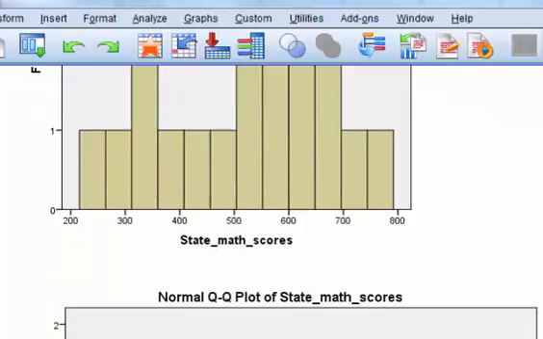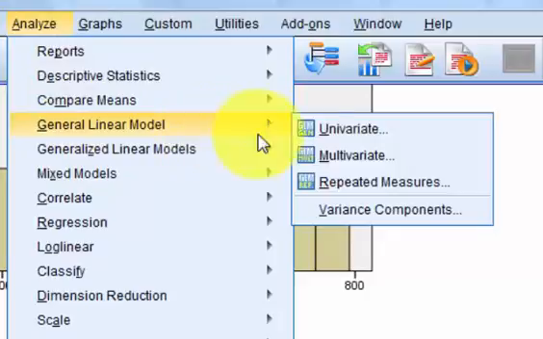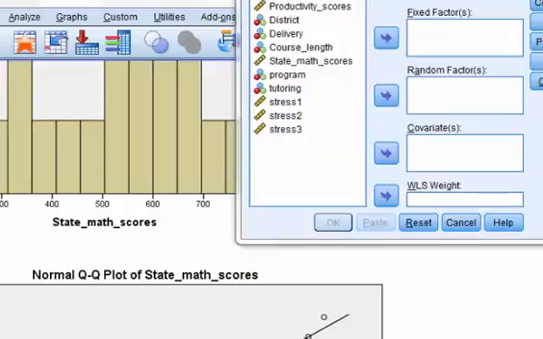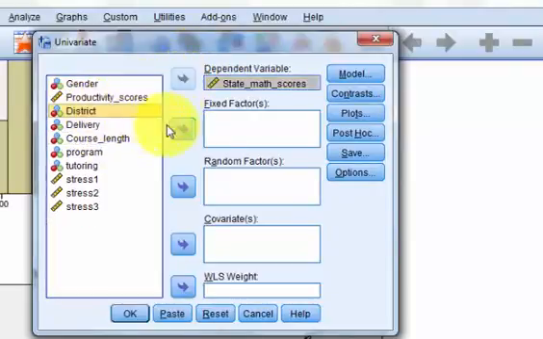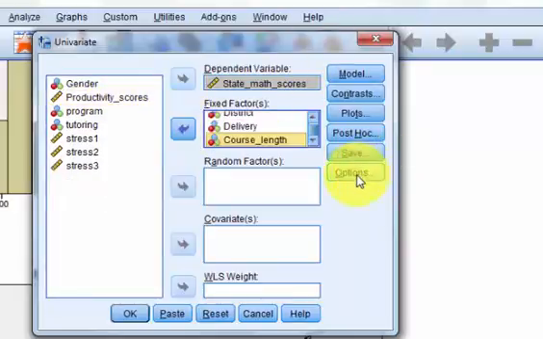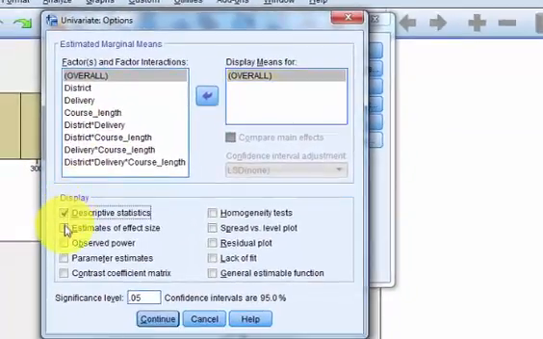So let's go ahead and run our factorial analysis. We're going to go to Analyze, General Linear Model, Univariate, 1dV. All right, our dV is state math scores, and our fixed factors are district, delivery, course length. We're going to go down to options. We want overall. We're going to check the descriptives again. We want effect size and power, homogeneity variance.